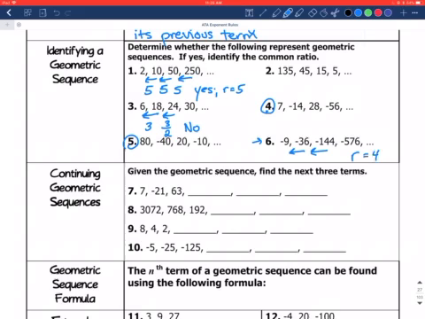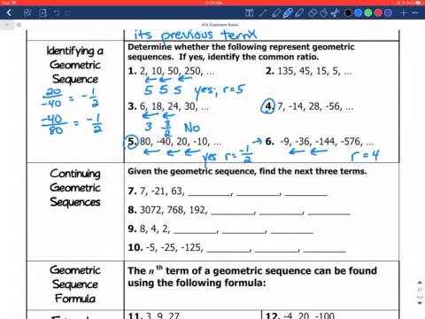But for number 5, let's look at this one because this is a fraction. If you notice, when you go backwards, negative 40 divided by its previous term will give me a negative 1/2. So it is okay to have fractions. We can do the same thing here. 20 divided by negative 40 will also give you negative 1/2. And then negative 10 divided by positive 20 will give you negative 1/2. So it is perfectly fine to have a negative. It is also perfectly fine to have a fraction.